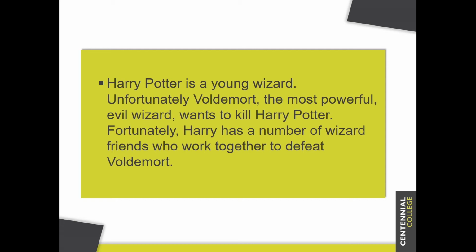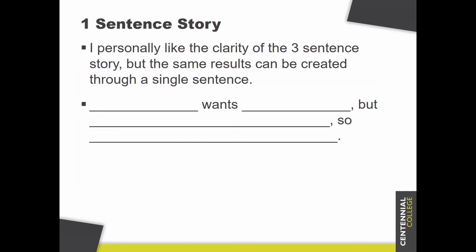All right, so again, I hope right away you see this and you understand what story I'm talking about here. Again, if you're cool, you know. If you're not cool, I'm sorry. Anyway, guys, we can see right away here, unfortunately, introduces our conflict. Voldemort's a powerful wizard who wants to kill Harry Potter, and fortunately ties everything together and gives us a resolution to that particular conflict. Awesome.